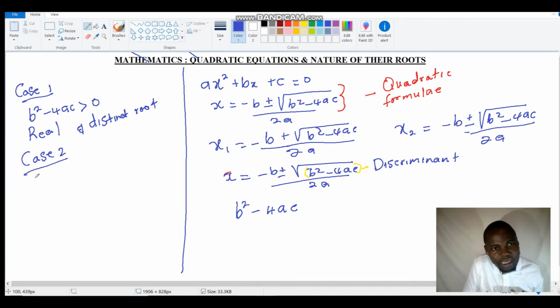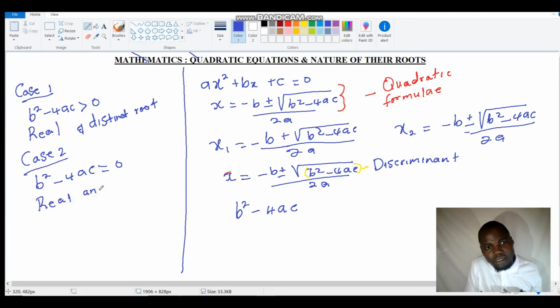Case 2: if your discriminant, b squared minus 4ac, is exactly equal to 0, in this case we have real and equal roots.